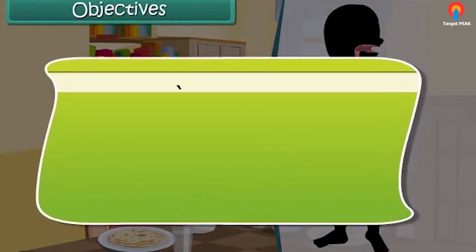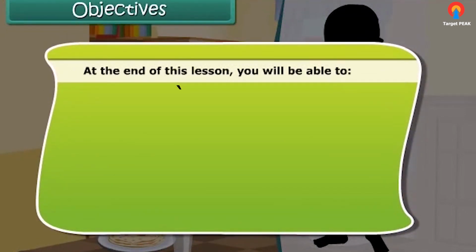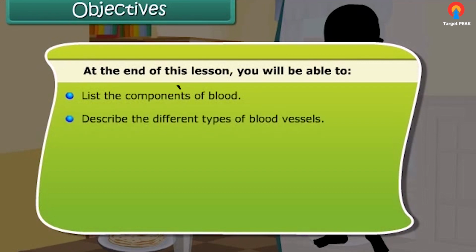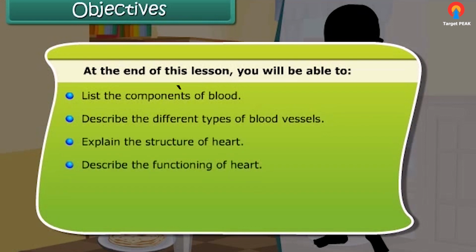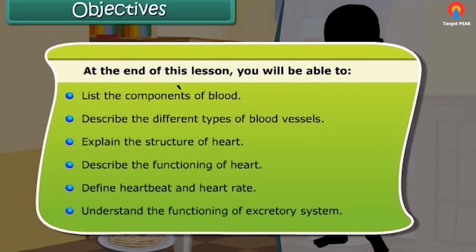Objectives. At the end of this lesson, you'll be able to list the components of blood, describe the different types of blood vessels, explain the structure of heart, describe the functioning of heart, define heartbeat and heart rate, understand the functioning of excretory system.